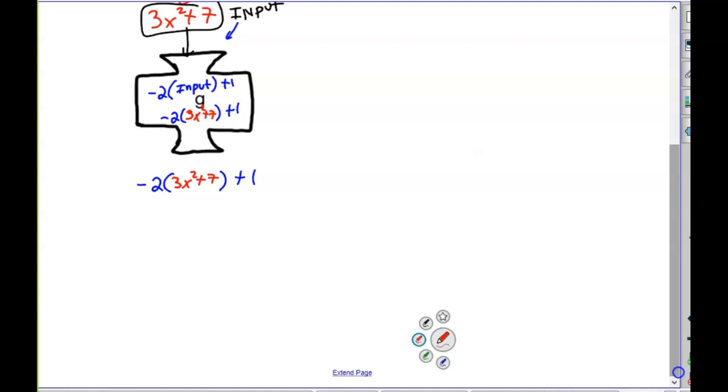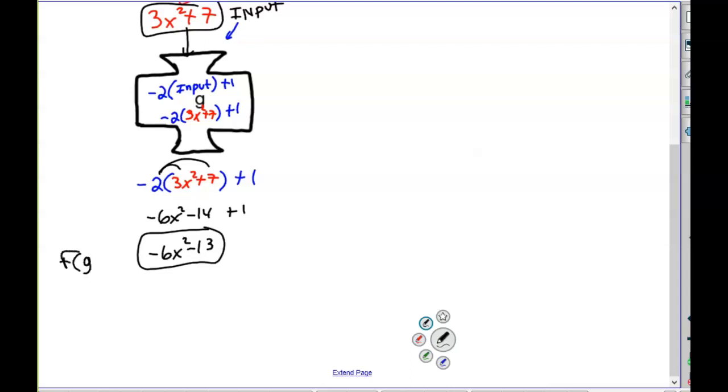And now we just simplify. So I would distribute the 2. I get negative 6x squared minus 14, the plus 1 drops down, and 13. I don't end up with a specific answer. What I end up with is a new equation. And that new equation is what g of f of x is.